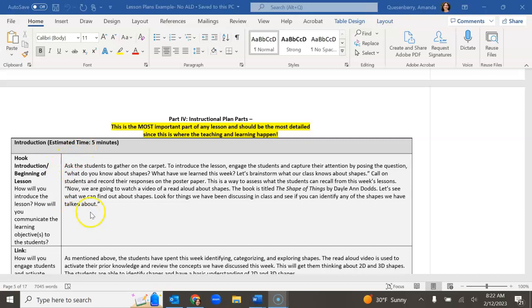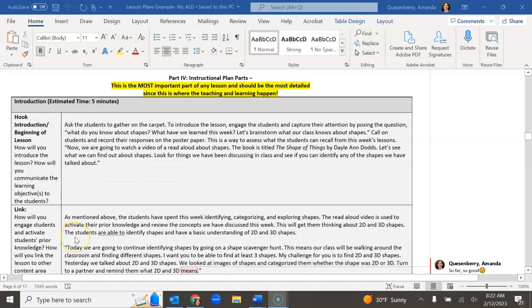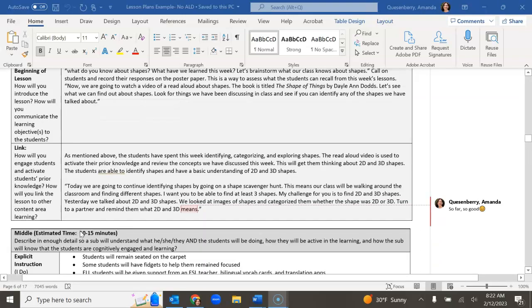The introduction also includes a link, which is like, how are you going to get the students to move from the introduction, like how am I going to get students interested in this lesson, to the main point of your lesson or the main activities, which will be in the middle of your lesson plan.